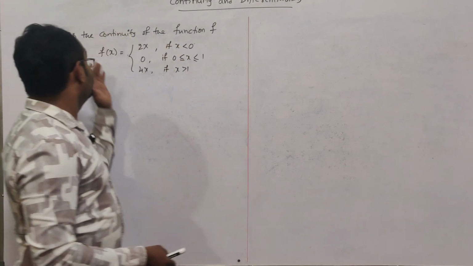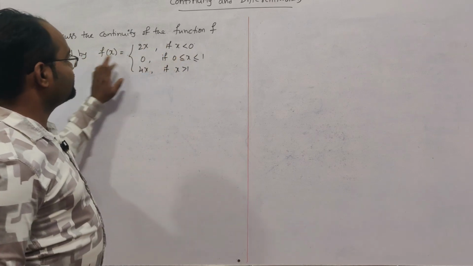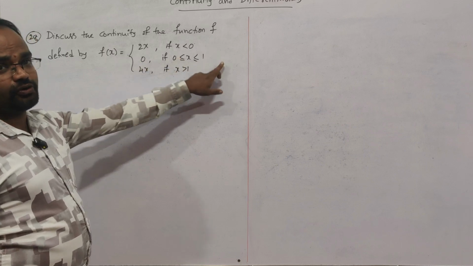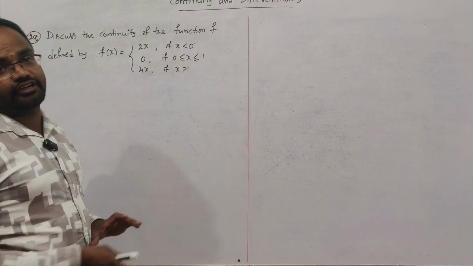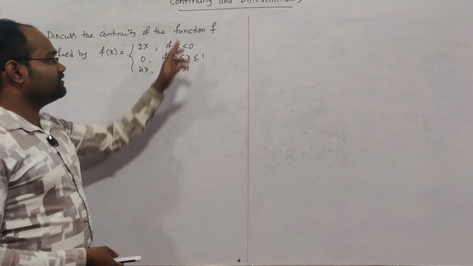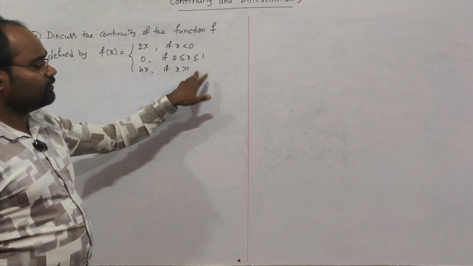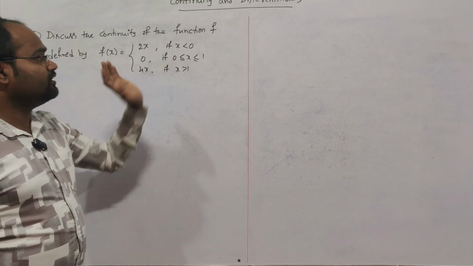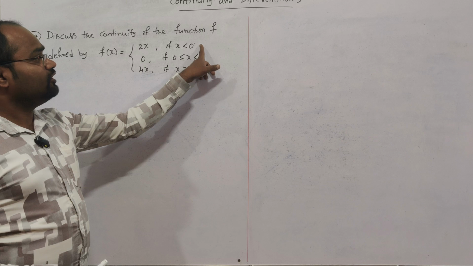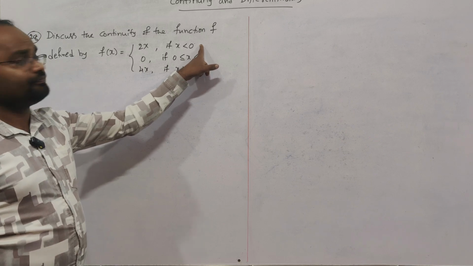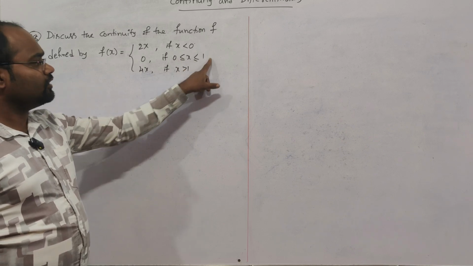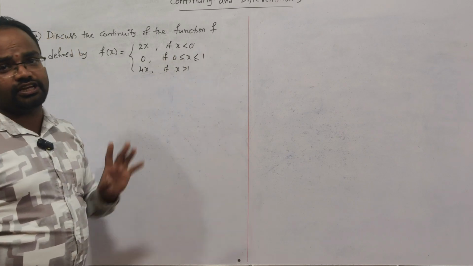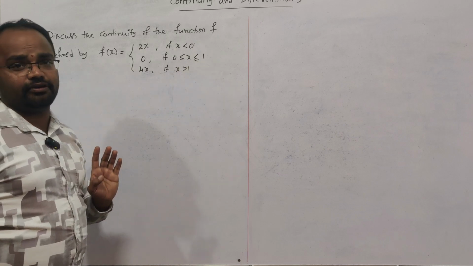Okay, next: discuss the continuity of the function f of x is equal to 2x if x less than 0, 0 if in between 0 and 1, 4x if x greater than 1. Obviously this includes all the negative and positive real numbers, an open interval, so there is no need to check end points. But 0 is the point of separation here, and 1 is also a point of separation. So at those 2 points we should check LHL and RHL.